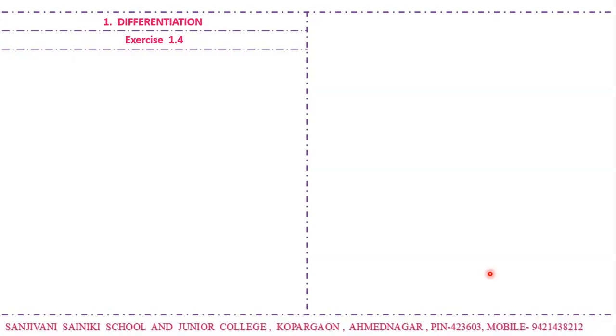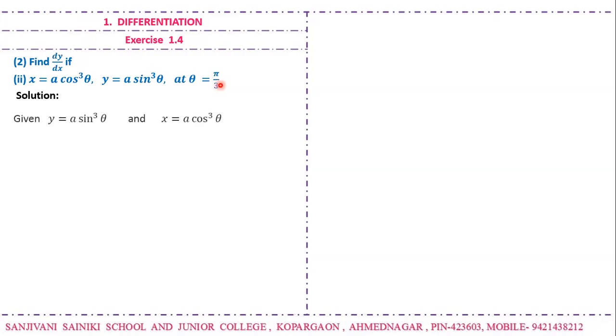The next example is: x is equal to a cos cube theta, y is equal to a sin cube theta, and theta is equal to pi by 3. Right? What is y and what is x? Now here y and x both are functions of theta. So theta is the parameter. So we have to differentiate both the functions with respect to theta.